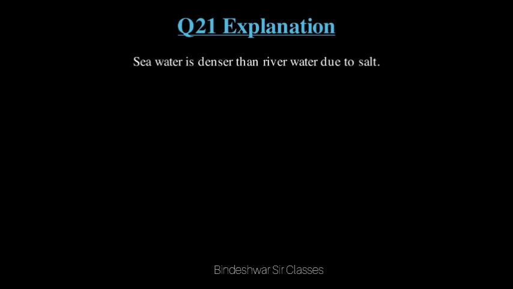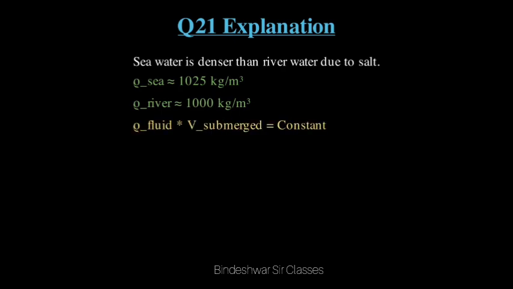What's the main difference between seawater and river water? Density. Seawater contains dissolved salts, which makes it denser than fresh river water. Typically, the density of seawater is about 25 kilograms per cubic meter, while for river water it's about 1,000. Let's look at our equation again. rho_fluid times V_submerged equals a constant, which is the ship's weight divided by g.